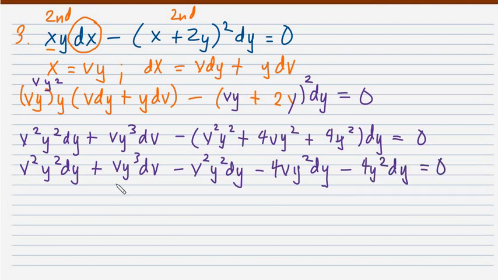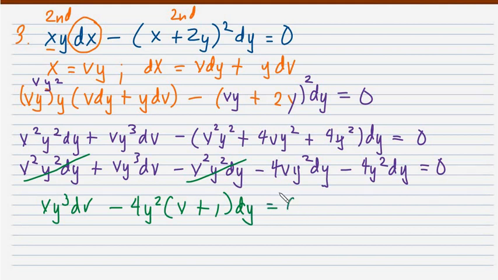So there are terms that we can cancel. v squared y squared dy can be cancelled. So we have vy cubed dv as the only term with differential v, and here we have two terms with differential y. And the common term is 4y squared. So if we factor out 4y squared, we will now have v plus 1, differential y is equal to 0.